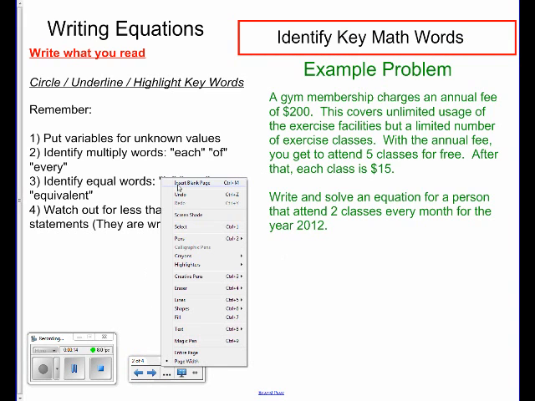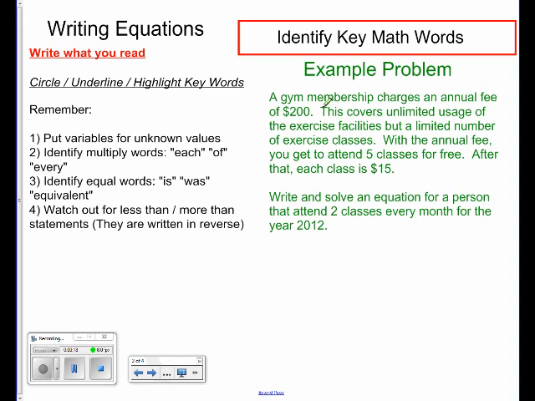So what you want to do is go through your word problem and identify every number or basic math word in there. So the first one we got there is an annual fee of $200. So that's our starting point. Then you'll notice that we have 5 classes that are for free and that each class is $15. Alright, so in this particular problem, we're going to write and solve an equation where if we attend 2 classes every month for the year 2012.